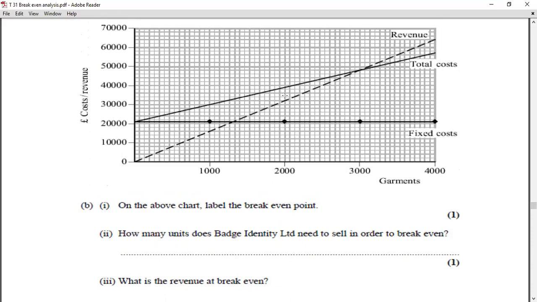And you can calculate the loss here at this situation. Here the total cost is 35,000 and the total revenue is 30,000. You can see there's about 5,000 pounds loss they are making at Batch Identity as a result of this.